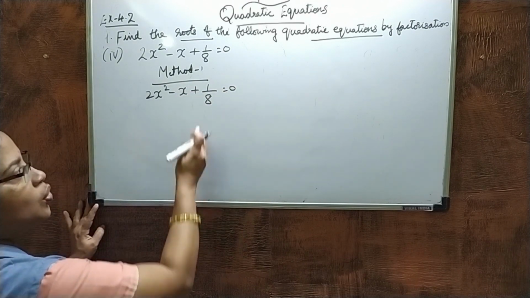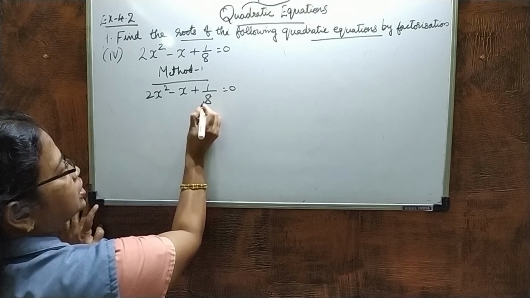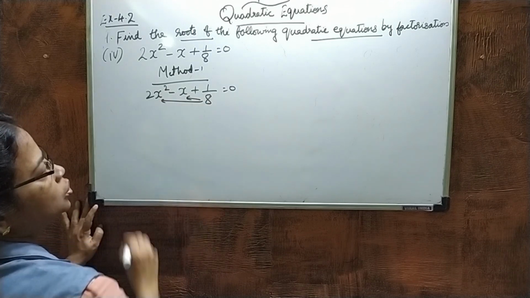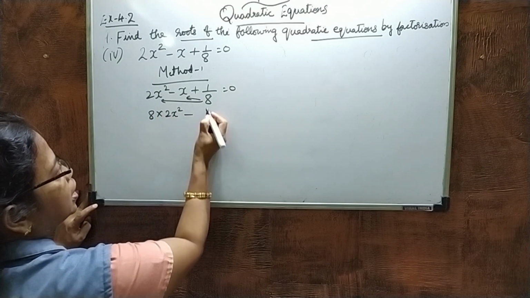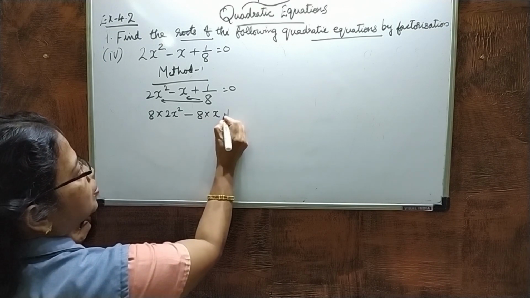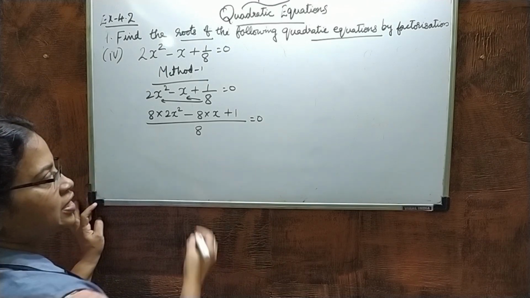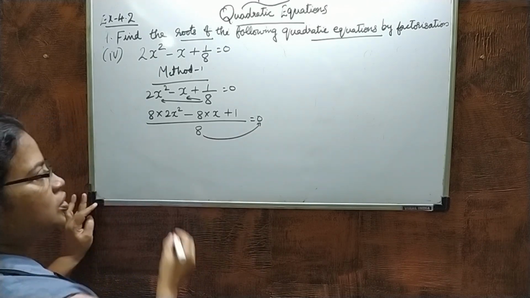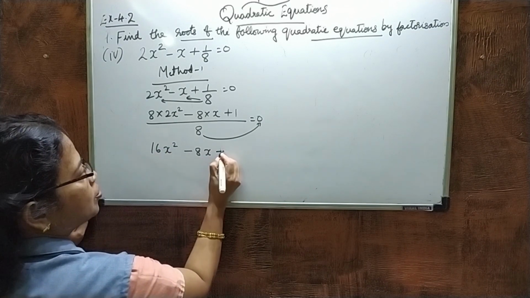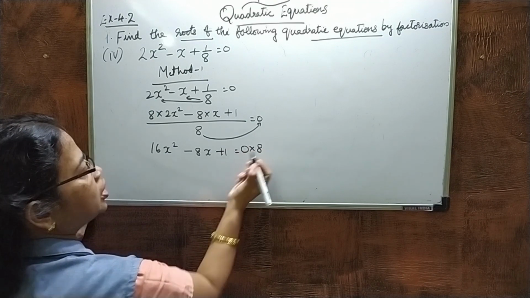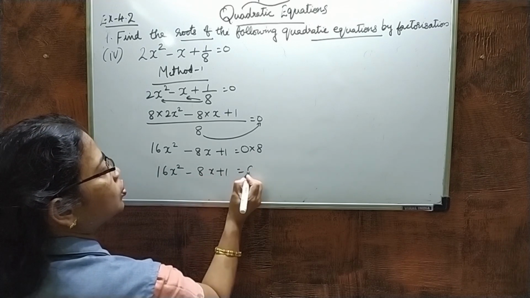What is the next thing then? You want to cut this denominator. So what you can do is just multiply each term by 8. So it will be 8 into 2x square minus 8 into x plus 1 by 8, the whole, equal to 0. What is the next step? This 8 will come to the right side. So it will be 8 into 2, 16x square minus 8x plus 1 equals 0 into 8. So it will be 16x square minus 8x plus 1 equal to 0.